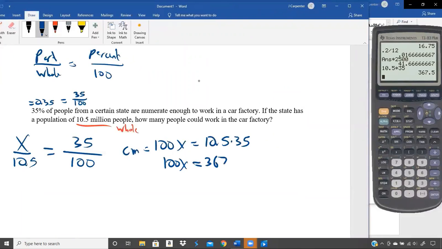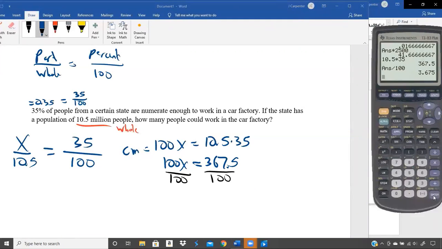0.5. And then we just divide both sides by the 100. Which dividing by 100 just takes a decimal and moves it left that number of times the number of zeros. But if you don't like memorizing little tricks like that, show your division, divide it correctly, and you get 3.675. So we get x equals 3.675.